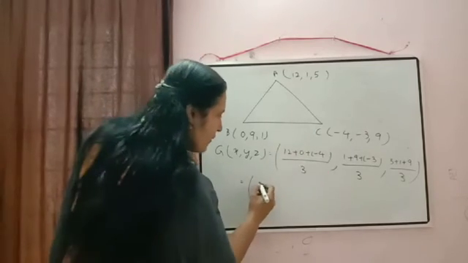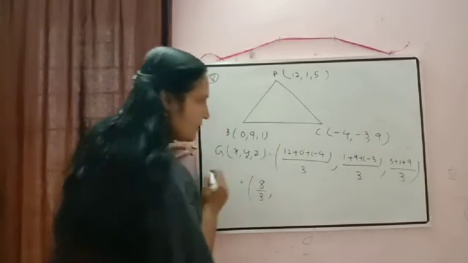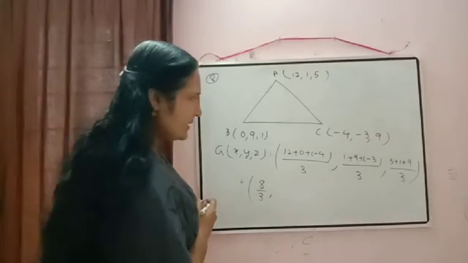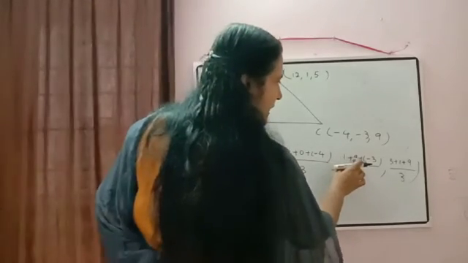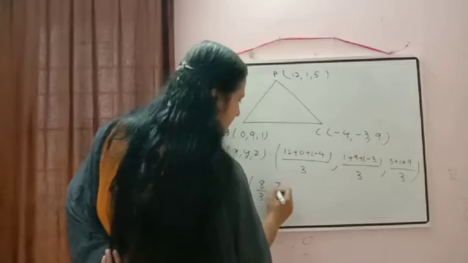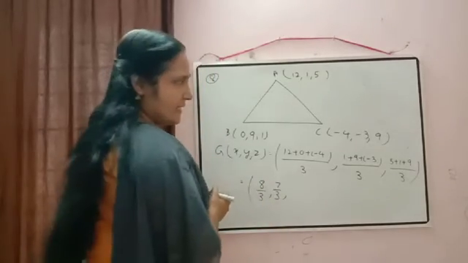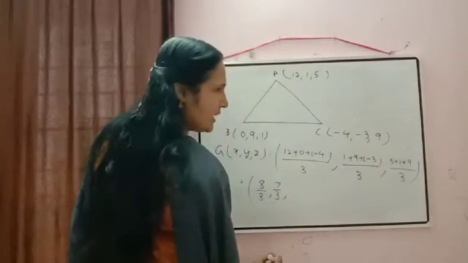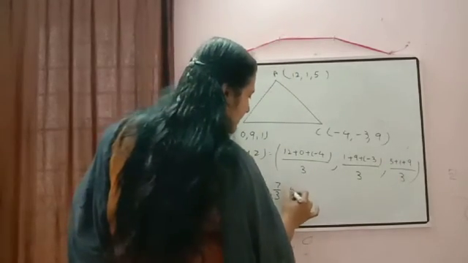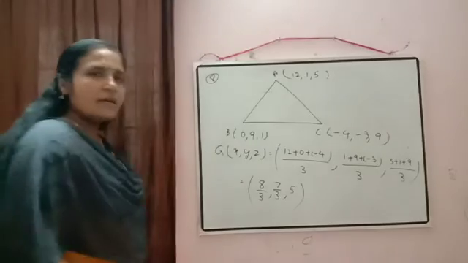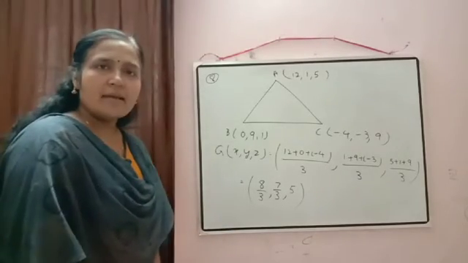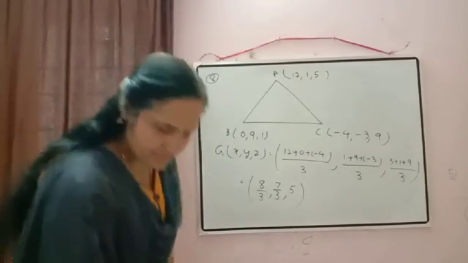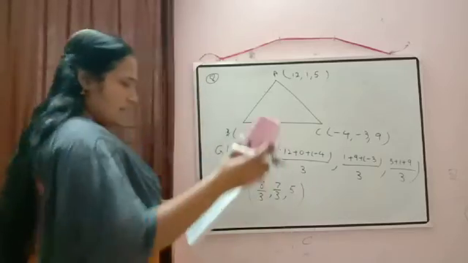Let's check what will come here. 12 minus 4 is 8, so first it will be 8 by 3. Then next one, 9 plus 1 is 10, 10 minus 3 is 7, so 7 by 3. Then next, 9 plus 1 is 10, 10 plus 5 is 15, and 15 by 3 is equal to 5. So we got the coordinate of the centroid here. Clear? Okay, then next question.